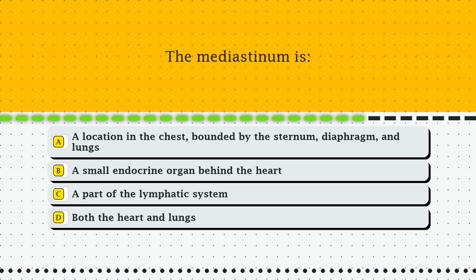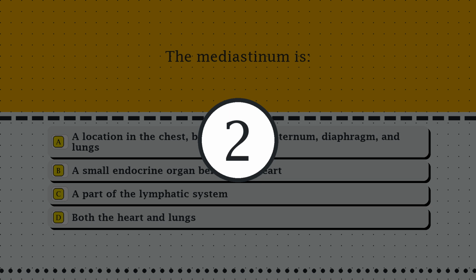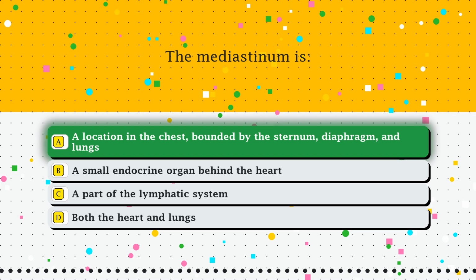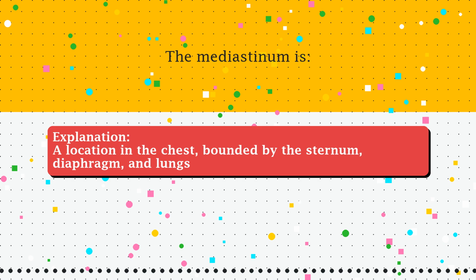Question 2. The mediastinum is: Option A, a location in the chest, bounded by the sternum, diaphragm, and lungs. Option B, a small endocrine organ behind the heart. Option C, a part of the lymphatic system. Option D, both the heart and lungs. The correct answer is option A, a location in the chest, bounded by the sternum, diaphragm, and lungs.